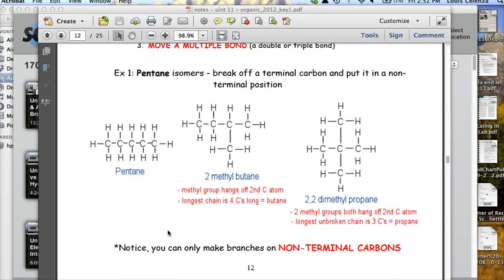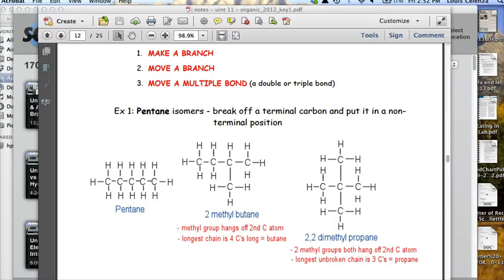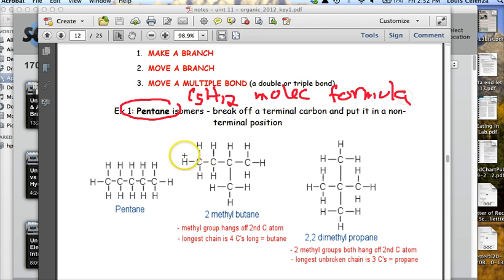If you look at the examples right here at the bottom, the compound pentane is an alkane, and C5H12 would be its molecular formula. Now the simplest would be normal pentane, which is just 5 carbons and then the 12 hydrogens around it, keeping in mind that every carbon has to have 4 bonds around it. In this one above, one of the things you could do to make an isomer of pentane is to take a carbon that's at the end and move it somewhere in the middle to make it a branch.